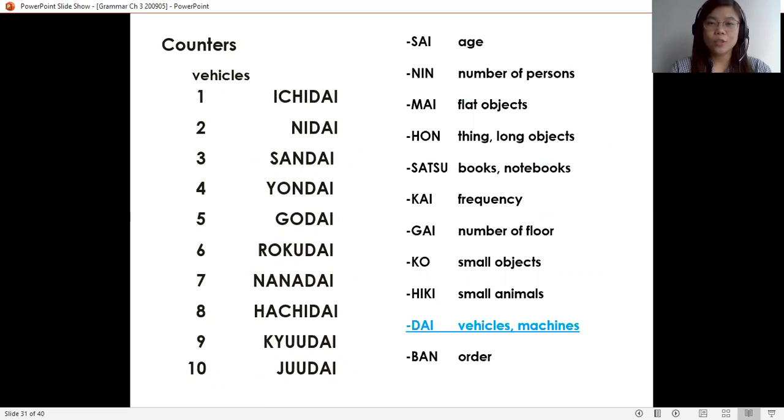So let's try to utter from 1 to 10. Ichidai, nidai, sandai, yondai, godai, rokudai, nanadai, hachidai, kyudai, and judai.